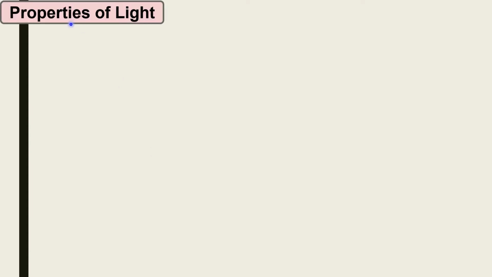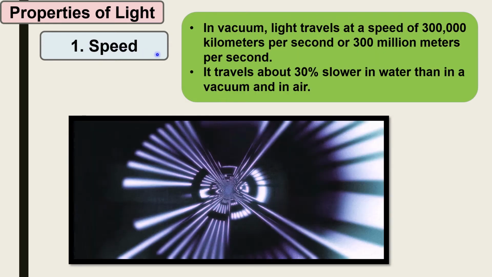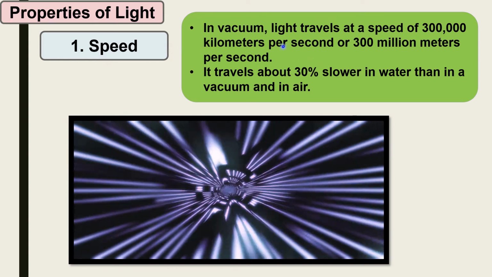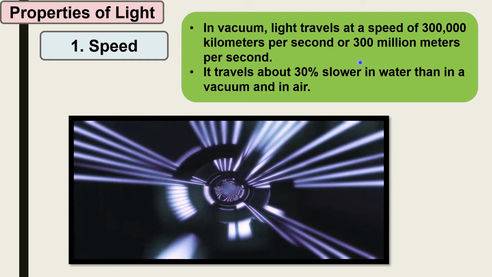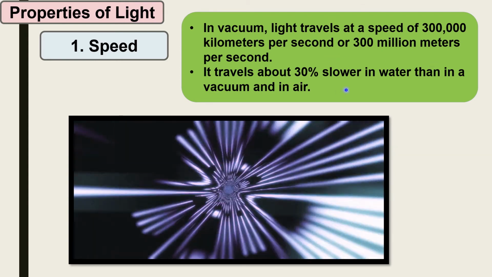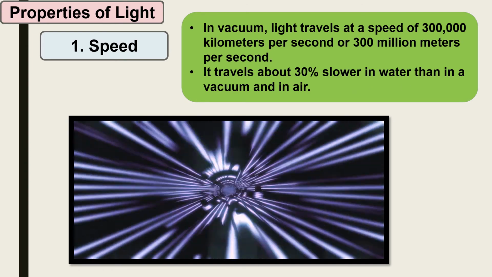So the next category is properties of light. We have five properties of light. First one is speed. What is speed? In a vacuum, light travels at the speed of 300,000 km per second, or 300 million meters. It also travels about 30% slower in water than in a vacuum and in air.